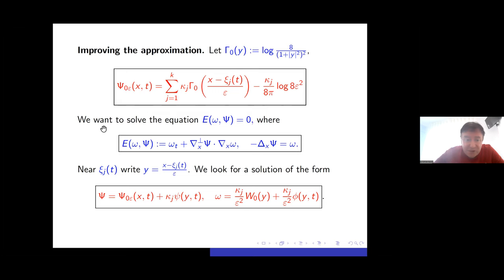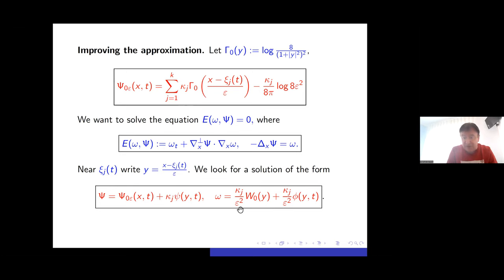And now the equation that we want to solve is E of omega psi equals zero, where E is this operator, where psi is simply the inverse Laplacian of omega. So I will re-express the problem in terms of this variable for a fixed J. So locally around one of these points psi J, what I look for is a solution of the full problem that has the form this psi zero epsilon, plus a function that naturally I express in terms of this variable x minus xi J over epsilon. I call that variable y. And I even use this constant just for cosmetics, but nice anyway. So I let psi be a perturbation of this form.